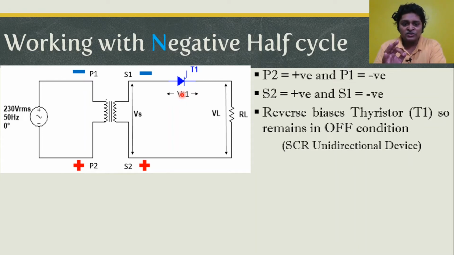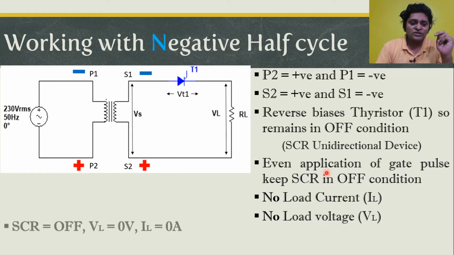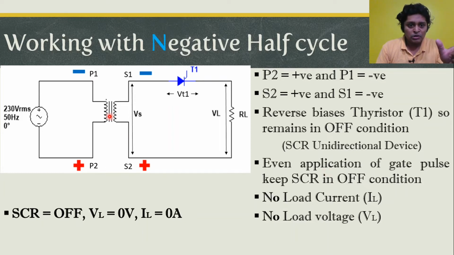Now as the SCR is in the off condition, there will not be any load current, and no load voltage will be developed. Even if we apply a gate pulse, still as the SCR is in reverse bias condition, no current will be produced and no load voltage will be developed. So to summarize this negative half cycle, we can say that the SCR is in the off condition, the load voltage becomes 0, and obviously the load current becomes 0.